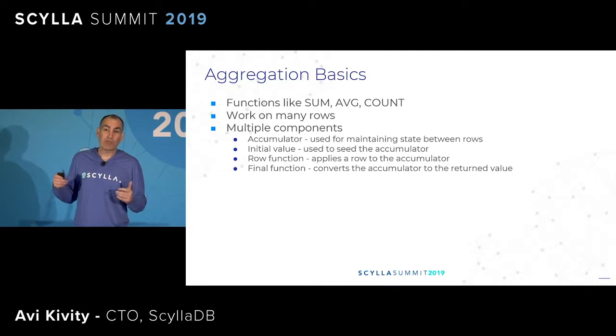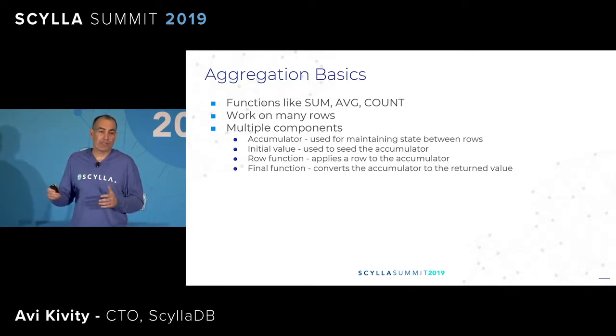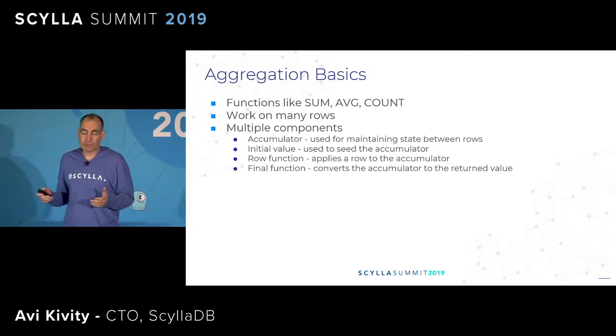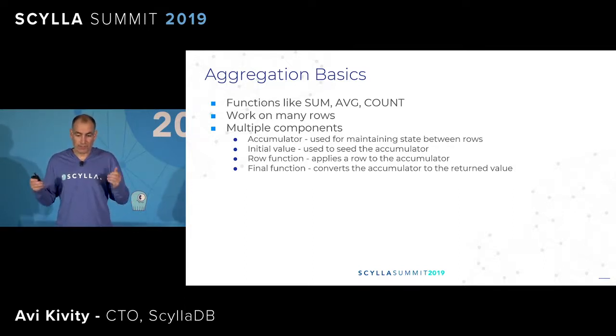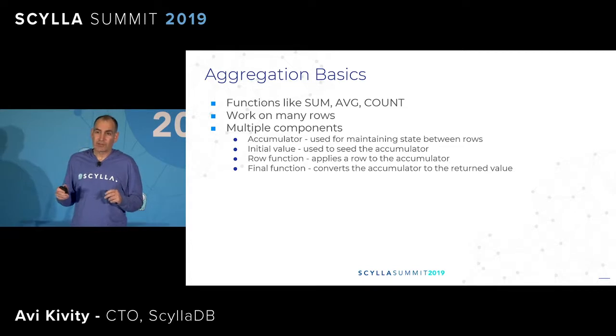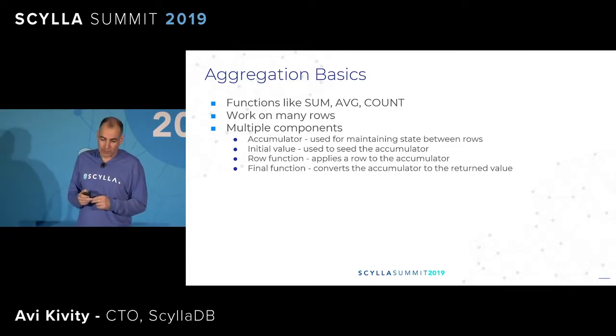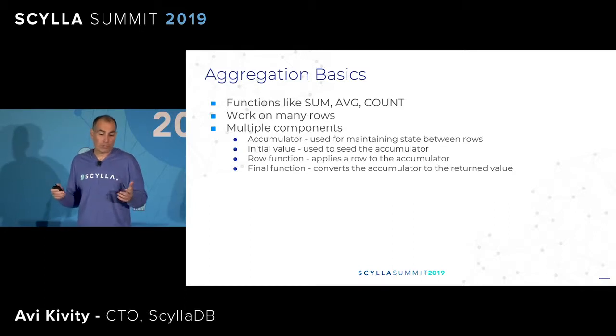And there will be a row function, and the row function takes the current row that the database is currently looking at. It takes also the accumulator, updates the accumulator, and returns it again. This allows us to perform the aggregation. And finally, we will have a final function that takes the accumulator and transforms it to the actual value that is needed to return, because the accumulator might hold more data than is actually needed.